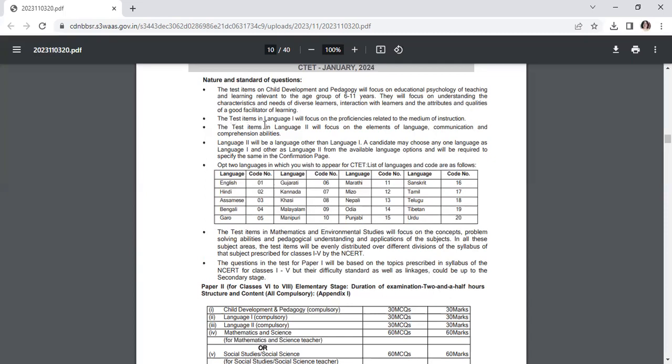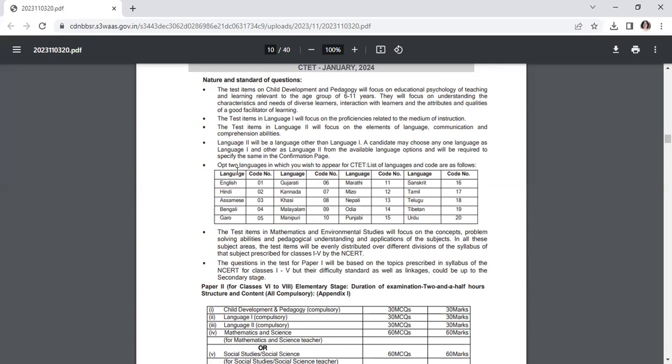The test items in language first will focus on the proficiencies related to the medium of instruction. The test items in language second will focus on the elements of language, communication, and comprehension abilities. Language second will be a language other than language first. A candidate may choose any one language as language first and the other as language second from the available language options and will be required to specify the same in the confirmation page.